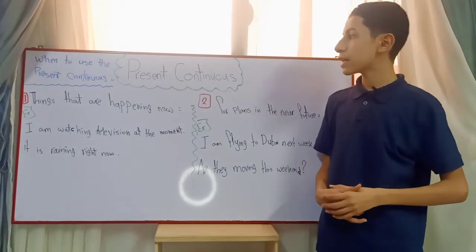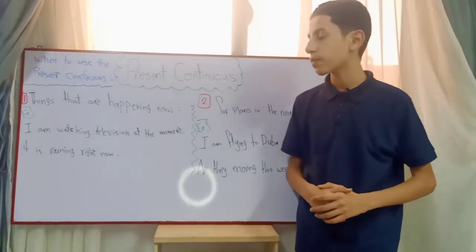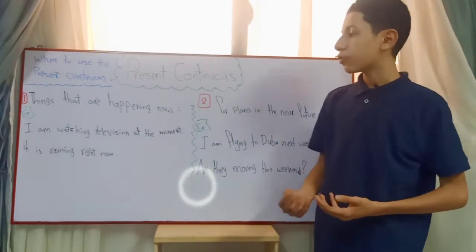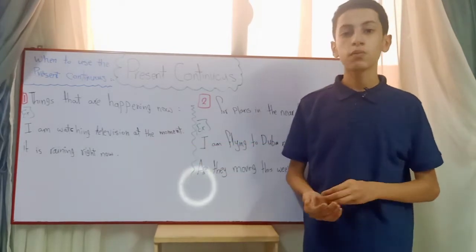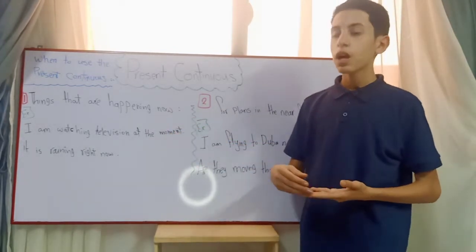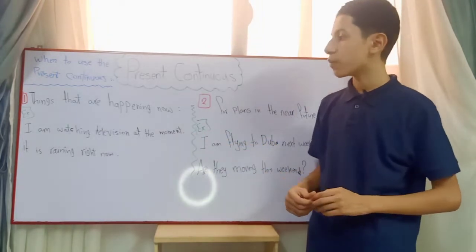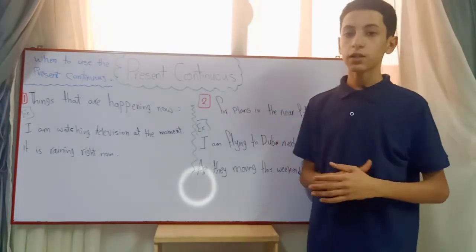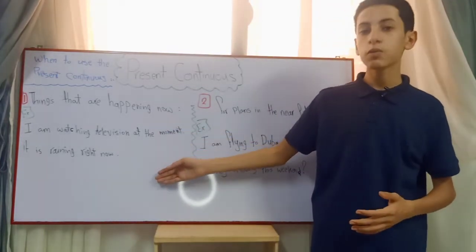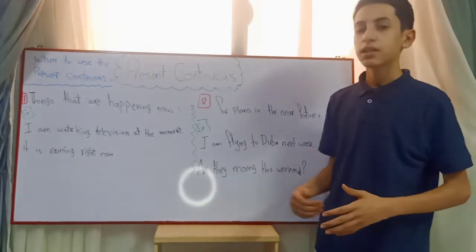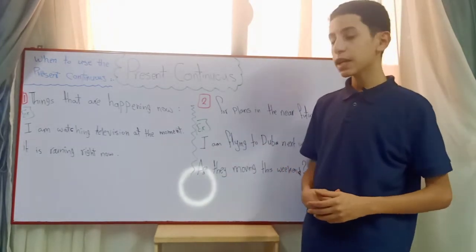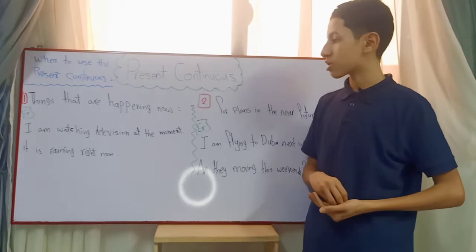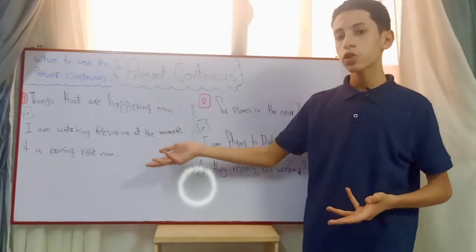Okay, so now let's see when to use the present continuous tense. So the first use is for things that are happening now. For example, I'm watching television at the moment. So when I'm speaking now, I am watching television at the point of speaking. It is raining right now. So I'm speaking and it is raining. So here the present continuous tense expresses an activity that is in progress at the point of speaking. It is a temporary activity that had begun in the past, is continuing in the present, and will probably end at a point in the future.